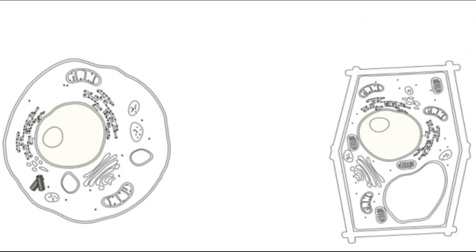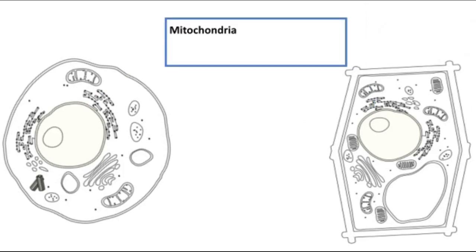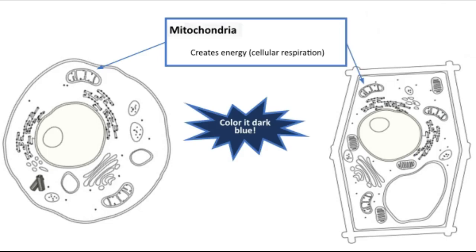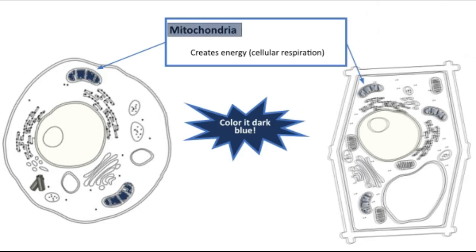The next cell organelle we're going to talk about is the mitochondria, which I'm sure you've heard of as the powerhouse of the cell. But telling me it's the powerhouse of the cell doesn't actually explain what it is. The powerhouse of the cell, or the mitochondria, is responsible for creating energy through a process known as cellular respiration. There is also a misconception that only animal cells have mitochondria, but in fact all eukaryotic cells have it, including plants. It's this little piece found in both plants and animal cells. Go ahead, color that dark blue.